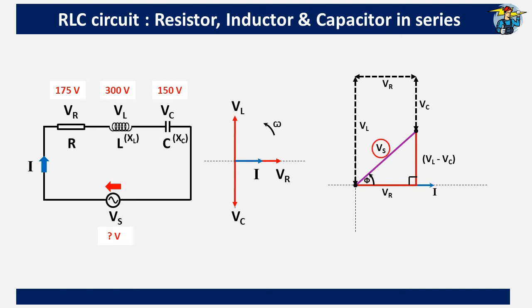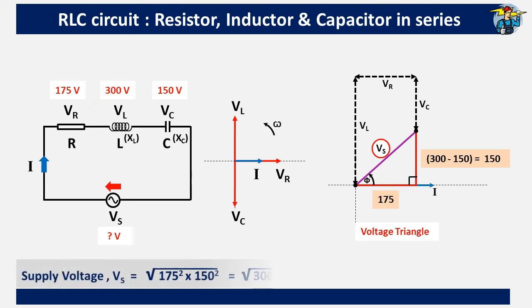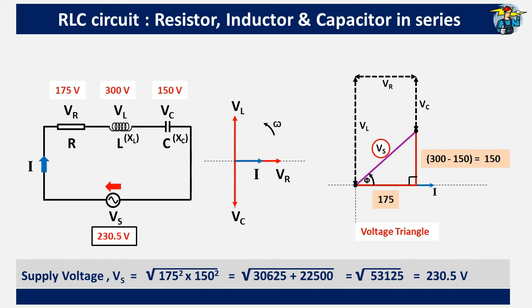The angle shown on the right-angled triangle shows the direction of the supply voltage related to VR, VL, and VC. This triangle is called the voltage triangle. Since we know 2 values of the 3 sides on this right-angled triangle, we can use Pythagoras' theorem to find the third side, which is the hypotenuse. So we get 230.5 volts for Vs, or the supply voltage.